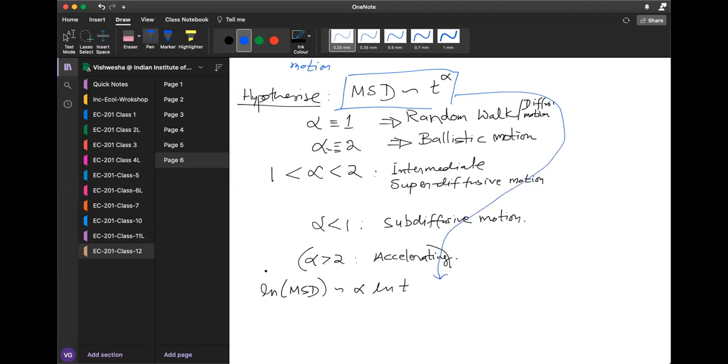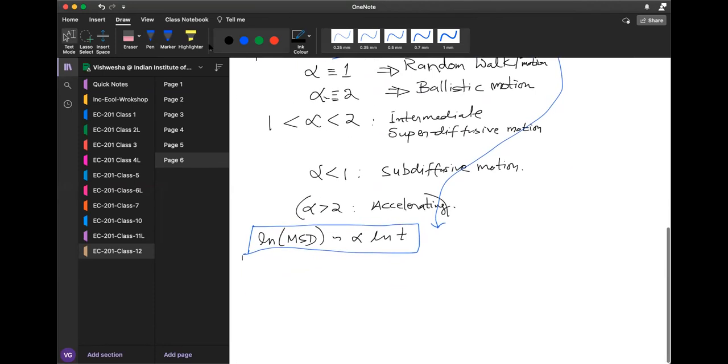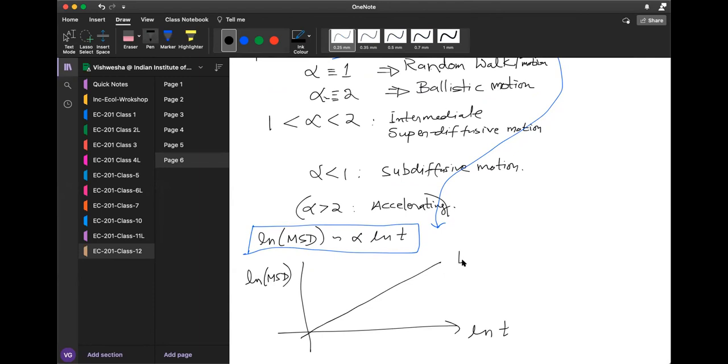Oh, sorry, I messed up my own writing. Okay, taking the logarithm, we'll get this, right? So what this means is, if we actually have data, the right thing to do is to plot the following. The x-axis will be the logarithm of t, and the y-axis the logarithm of mean square displacement. If we have a pure Brownian motion, what you find is something like this, a straight line. What is the slope, by the way, if you fit a straight line?